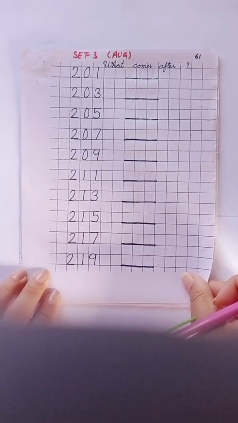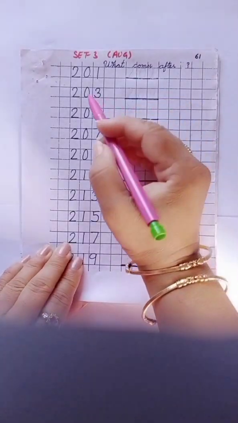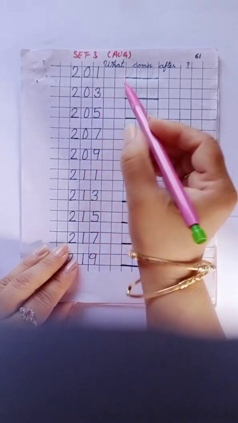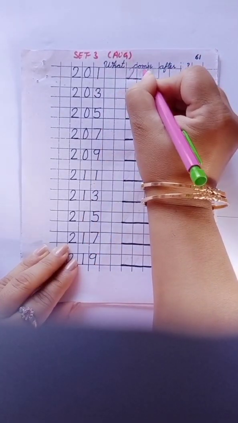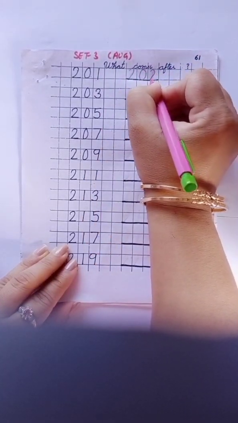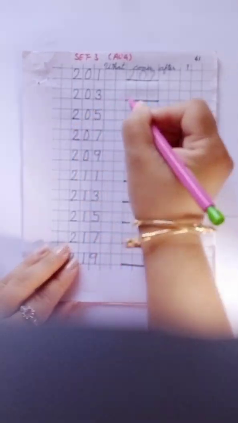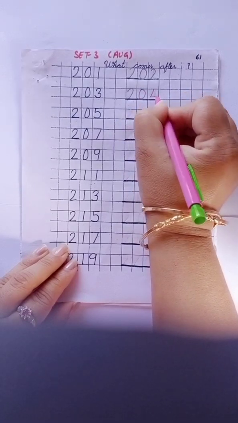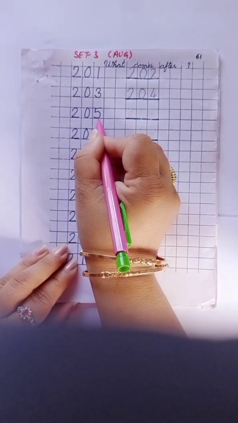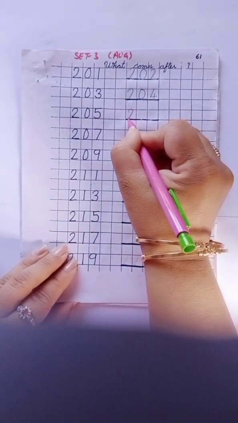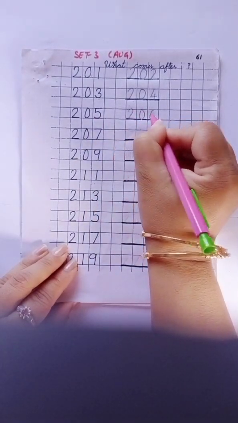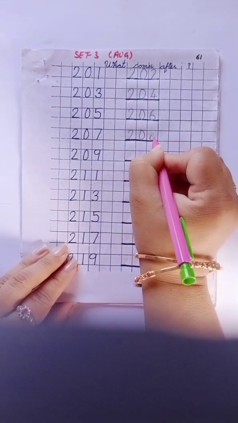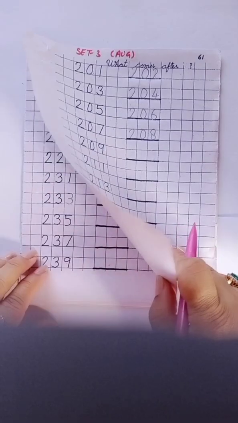Okay, so now we have to see what comes after the given numbers. This is 201. What comes after 201? 202. Then 203. What comes after 203? 204. What comes after 205? 206. What comes after 207? 208. In the same way, you have to complete the whole sheet.